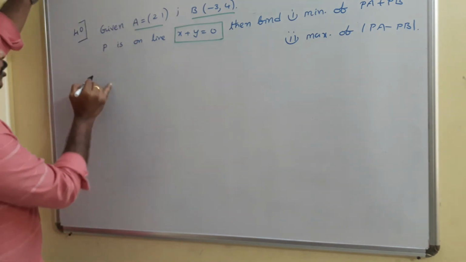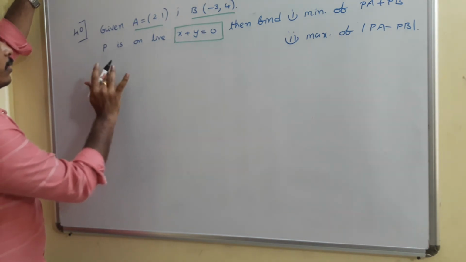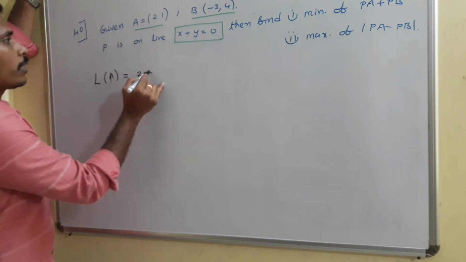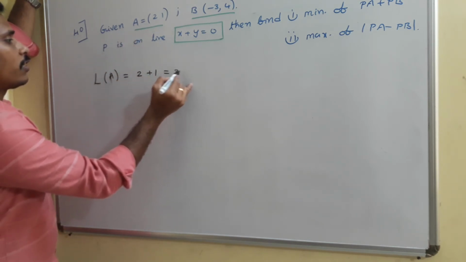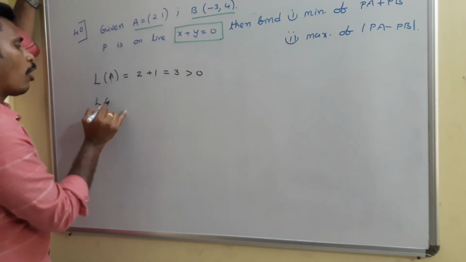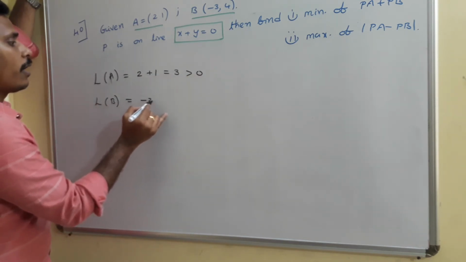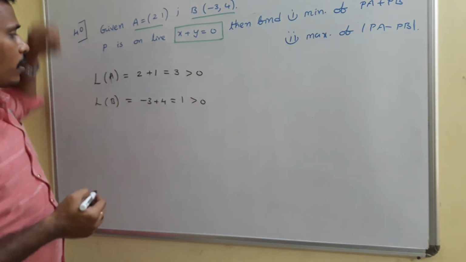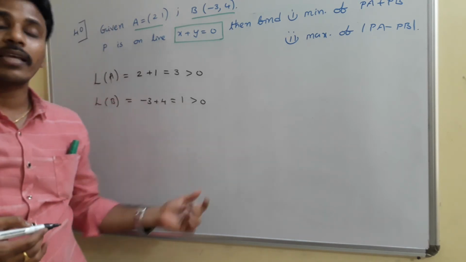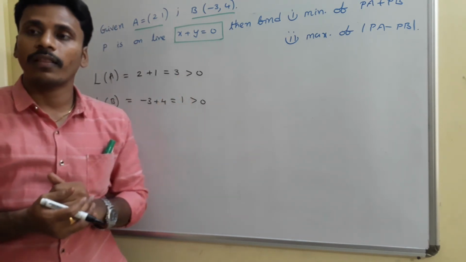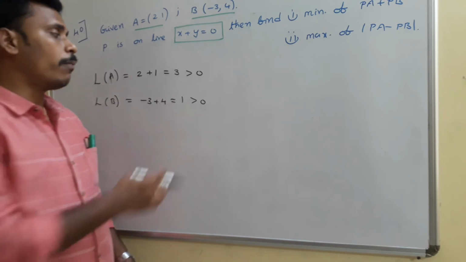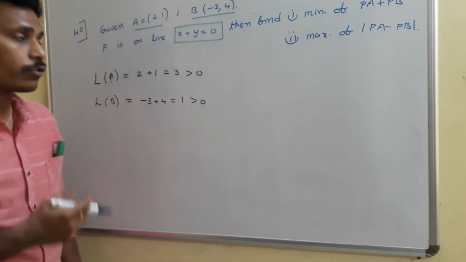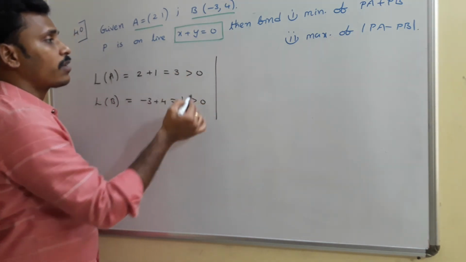To check, you just substitute the first point in the line. L of A is nothing but just substitute 2 in the place of x, 1 in the place of y, that is equal to 3, which is greater than 0. And L of B. Substitute the second point in the line, minus 3 plus 4, that is 4 minus 3, equal to 1, which is greater than 0. See, the first point and the second point both have the same sign, positive. So the 2 points are on the same side of the line. Suppose in some problem these two are of opposite signs, then the points are on either side of the line. But here the points are on the same side of the line.